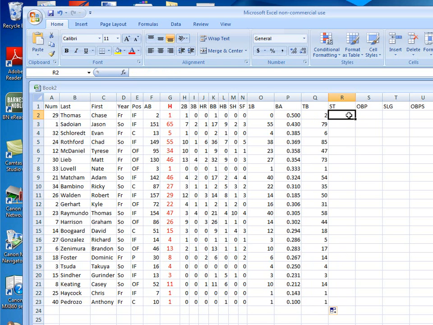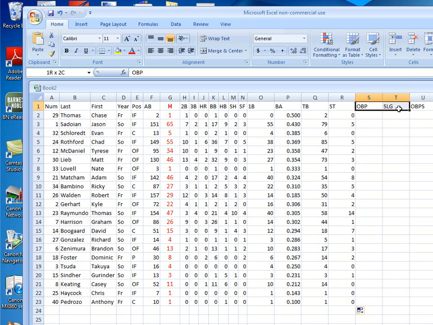ST is sacrifice total. ST is the formula equals SF, which happens to be in N2 plus SH. Those are integers. Okay, whoops, forgot one. Careful, make sure you get them all.